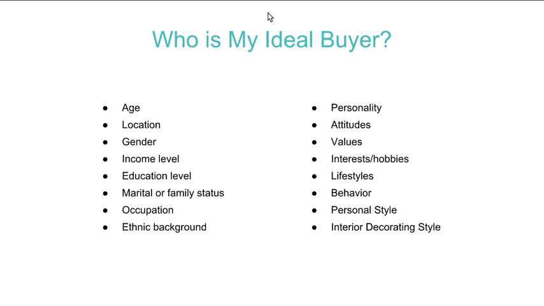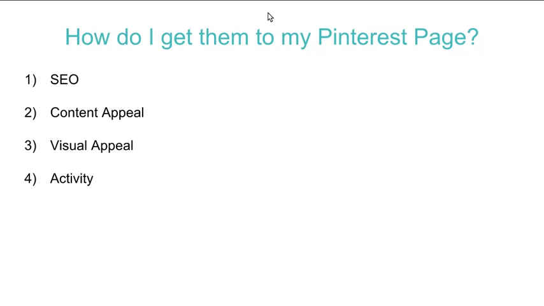You're basically building a story character. All right. So once we know who our ideal audience is, our target audience, how do we get them to our Pinterest page? That's what this whole section is about.